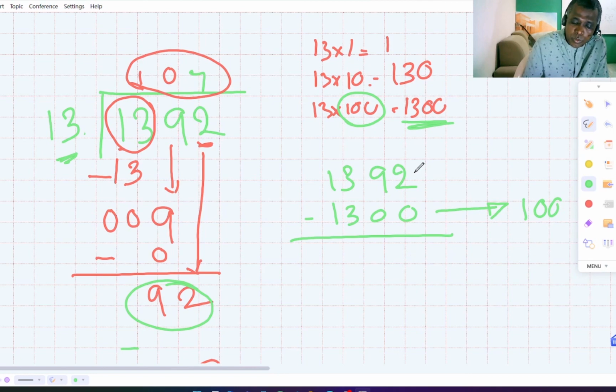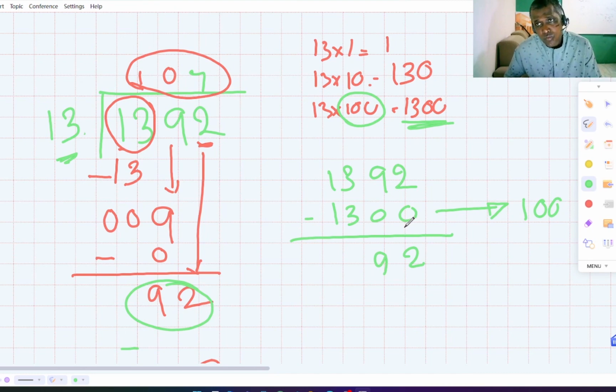What's the value after removing? 2 minus 0 is 2, 9, 0. That means it's 92. Okay, if I remove 1 by 1 by 1, it takes time. So I am thinking, what's the value for 13 times 5? 13 times 5, what will be the value? 5 times 3 is 15, 1 is there, 5 plus 1 is 6, so 65.